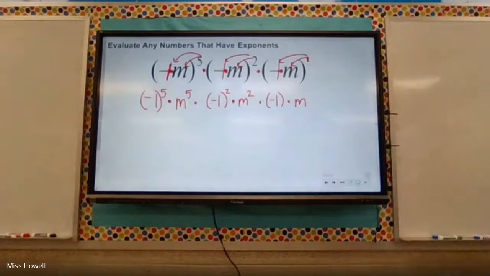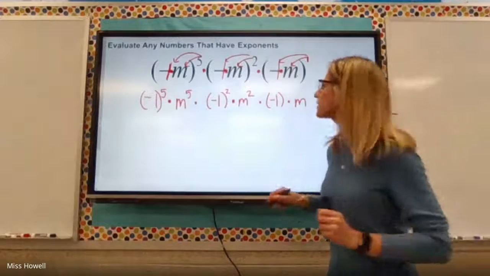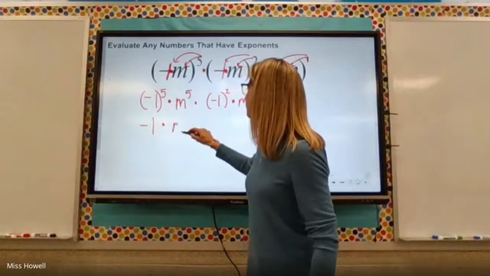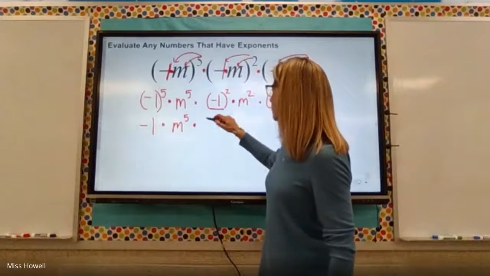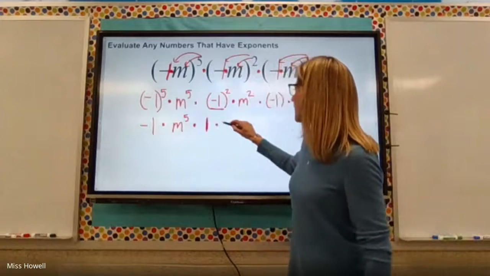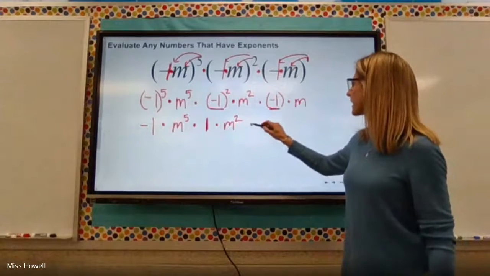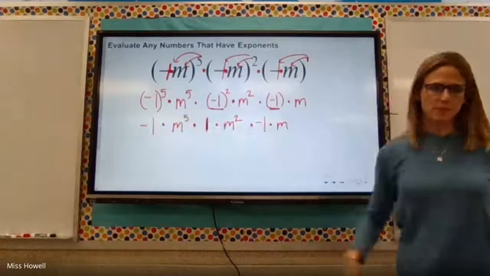All right, let's do some simplifying. Negative 1 to the fifth. If I don't include the parentheses, I'm going to get a wrong result. So negative 1 to the fifth is negative 1. And to the fifth here, this negative 1 squared is a 1. We have this m squared. And then this negative 1 to the first is still just a negative 1. And we've done all our numbers of the problem.